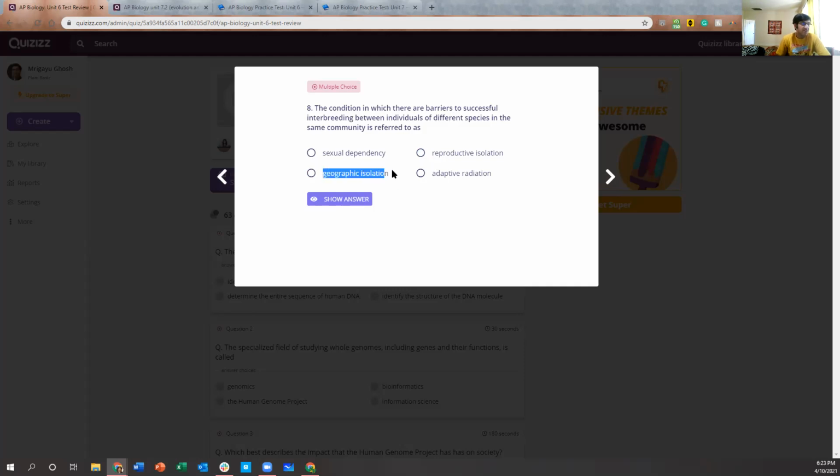Maybe you were tempted by geographic isolation, but there's nothing about physical barriers separating the two communities. And just another note, geographic isolation is when you have a geographic barrier, that's allopatric speciation, I believe. Let me confirm that with my notes real quick. I believe that's allopatric speciation because, well, that's just the definition. Yeah, allopatric speciation is evolution of new species due to geographic isolation.